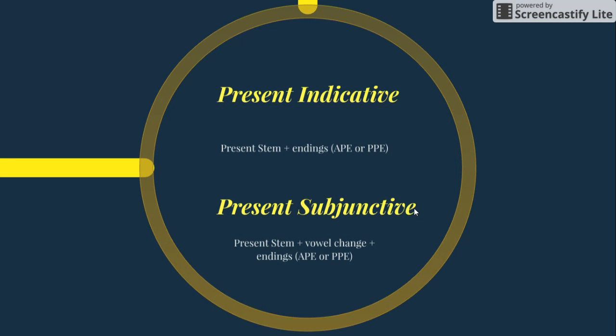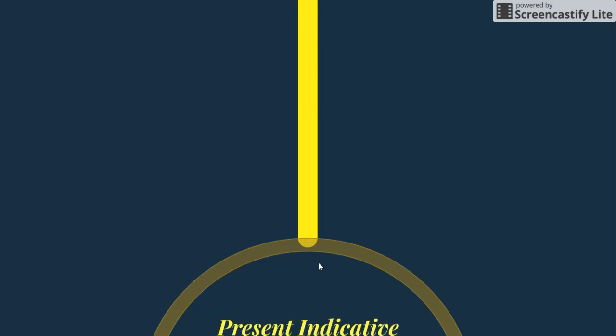So to form the present indicative, the one that you're used to doing, the formula was very simple. Present stem plus the endings, active for the active voice and passive for the passive voice. So to form the present subjunctive, we're just going to add one little step to that. We're going to take our present stem, and then we're going to execute a vowel change before we add on our endings. And then again, it'll be the active endings for active voice and the passive endings for the passive voice.